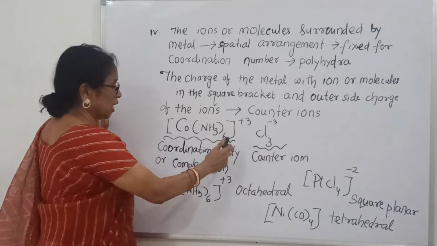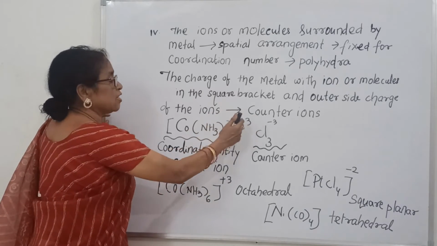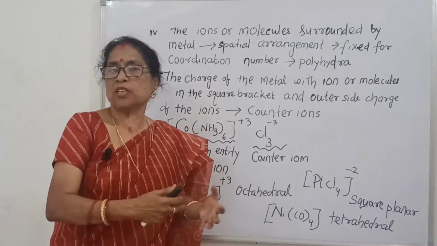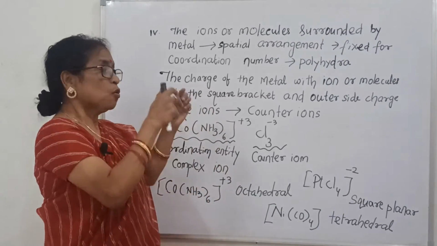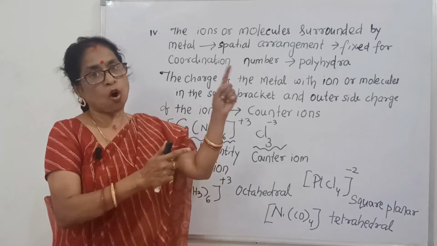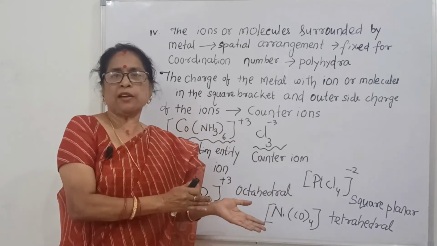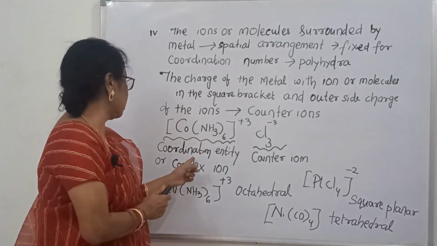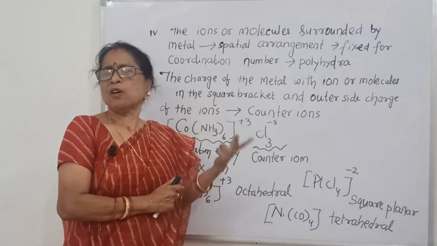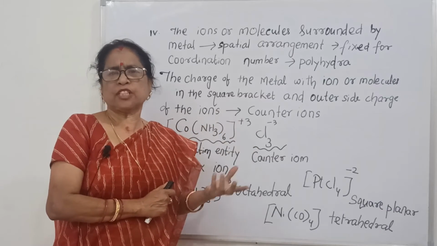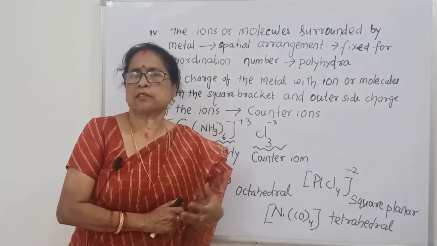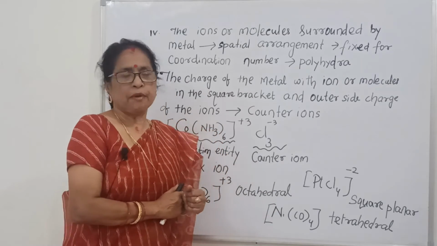So this is called the counter ion because this is cancelled by this, and this one is called the coordination entity. What is meant by coordination entity? Within the square bracket, the metal is surrounded by either neutral molecules or anions or both anions and neutral molecules, then it is called a coordination entity. And here the complex ion is also of 2 types, one positive, the other negative. But generally positive ions are more common when compared to negative ions.